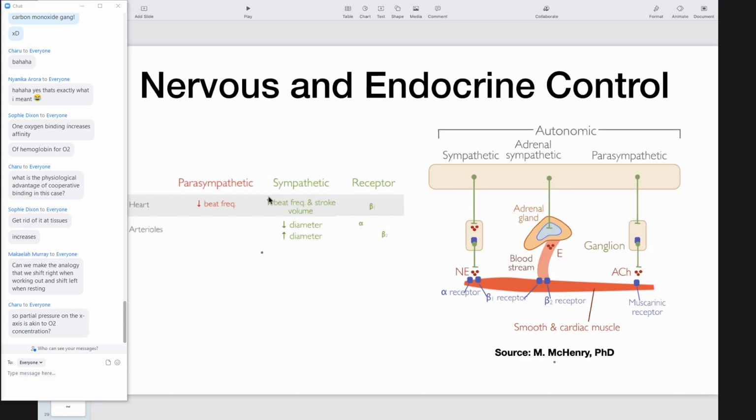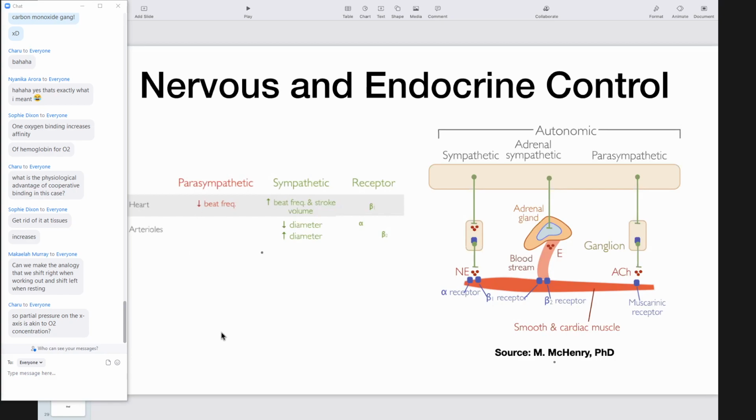And for the parasympathetic nervous system, we use the neurotransmitter acetylcholine. Acetylcholine will go to the heart and it'll decrease beat frequency. So exposing the heart to norepinephrine is going to increase the beat frequency and stroke volume. Exposing it to acetylcholine will decrease beat frequency. So what increases diameter again?